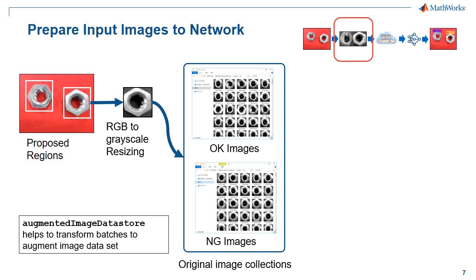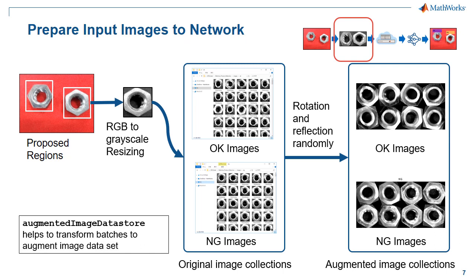Once we run through these two steps, we arrive at two sets of images. The first set is images of the hex screws that are fine, and the second set is images of the hex screws that are defective in some way. Now, when you train deep learning networks, in order to avoid overtraining, we have to run different sorts of image augmentation. Using a function called augmented image data store, we can apply rotations and reflections, and we can apply all of these randomly so that it helps us avoid overfitting the deep learning network.